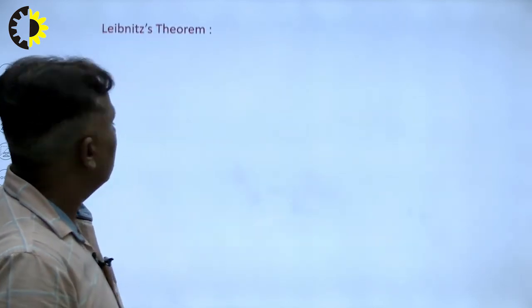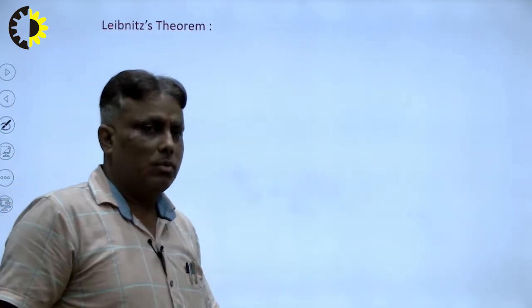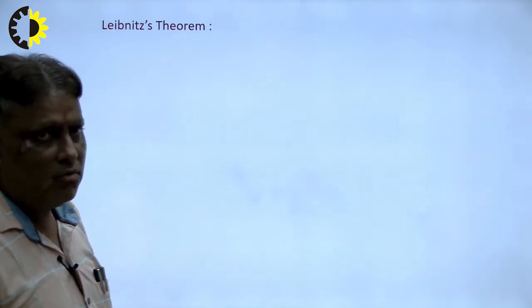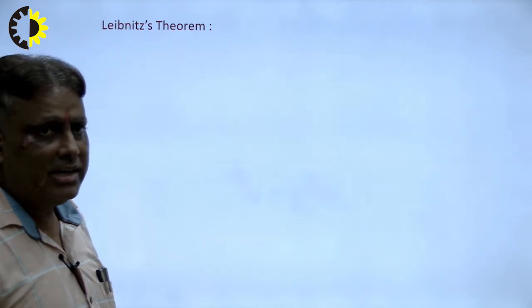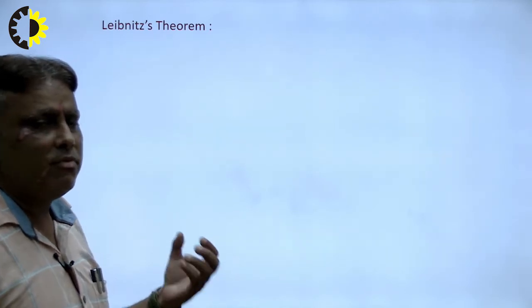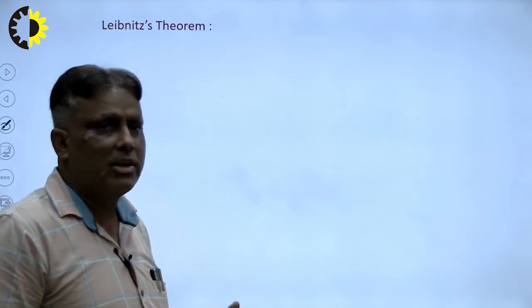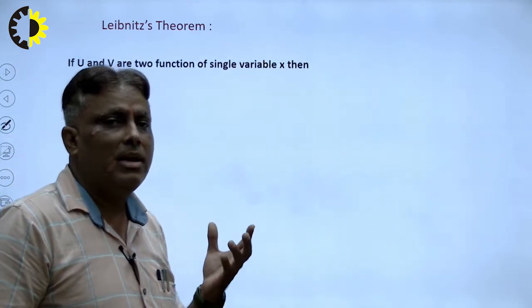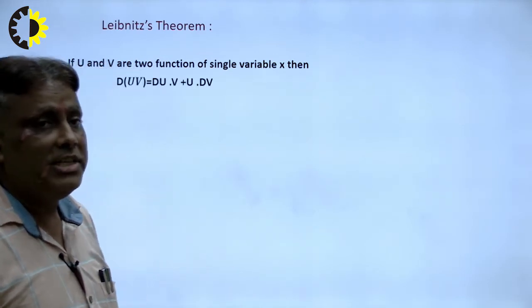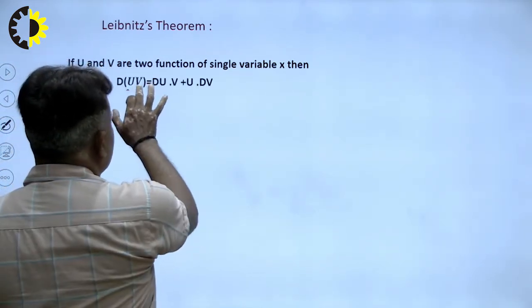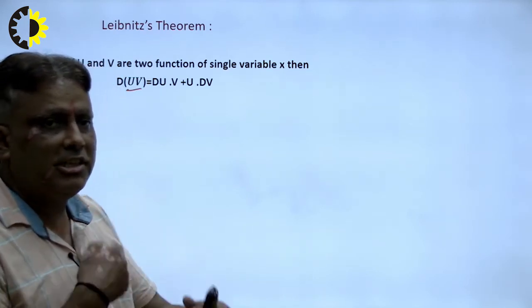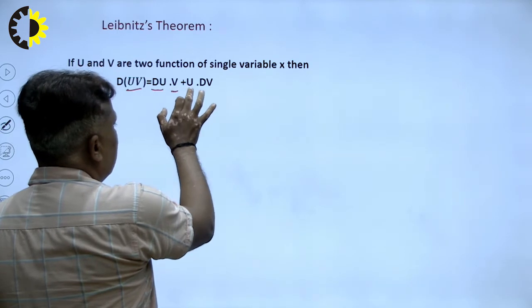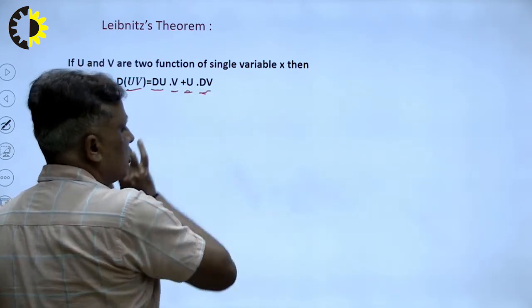Now suppose I want to calculate the product rule. Leibniz first explained what differentiation is and what its role is, and after this Leibniz derived a formula for the product rule. Suppose u and v are two functions of a single variable x, then d(uv), the differentiation of a product, is known as the product rule, which students studied in 12th level. It is the differentiation of the first times the second as it is, plus the first as it is times the differentiation of the second.